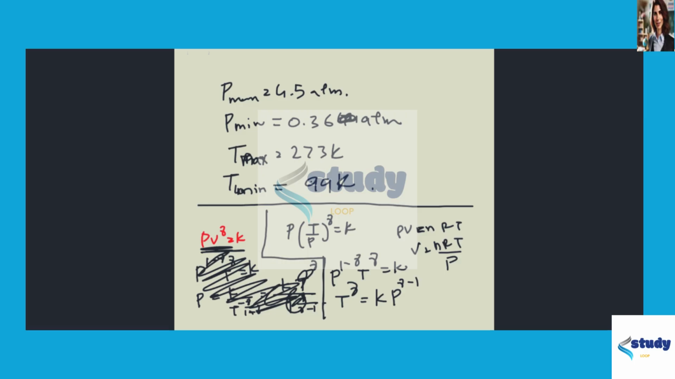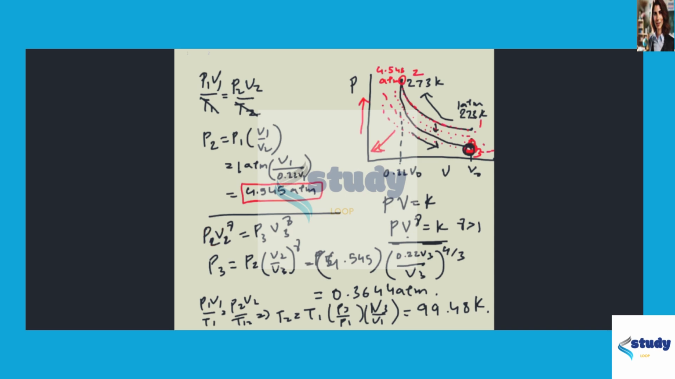Now, because gamma is greater than 1, this is a positive quantity, which means if T increases, P will also increase. And if T decreases, P will also decrease, which is why the point corresponding to the lowest pressure value is also the point corresponding to the lowest temperature value.